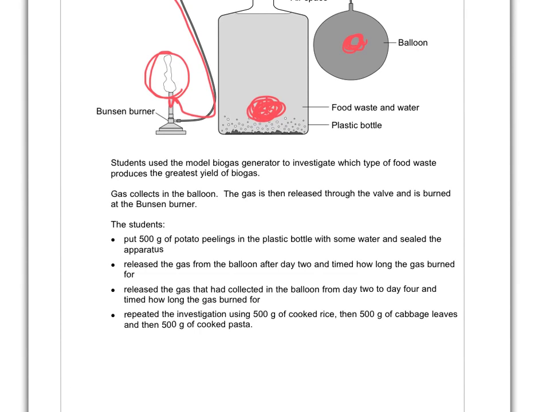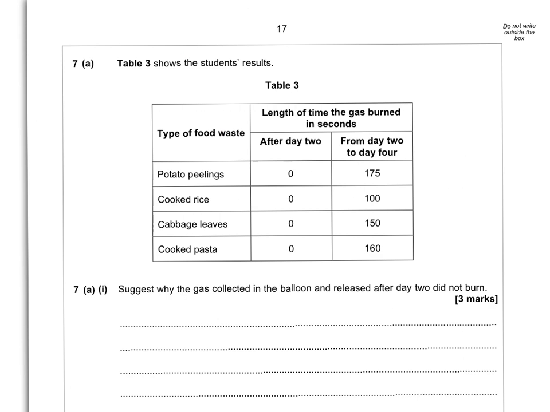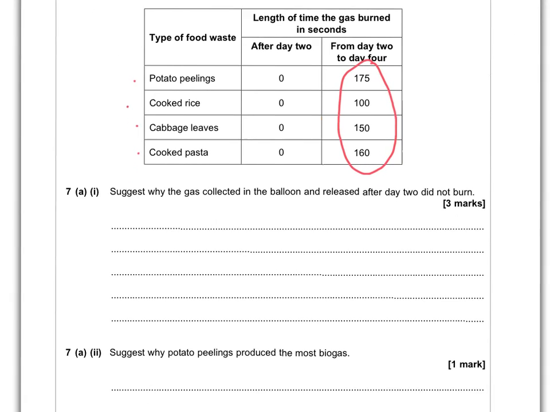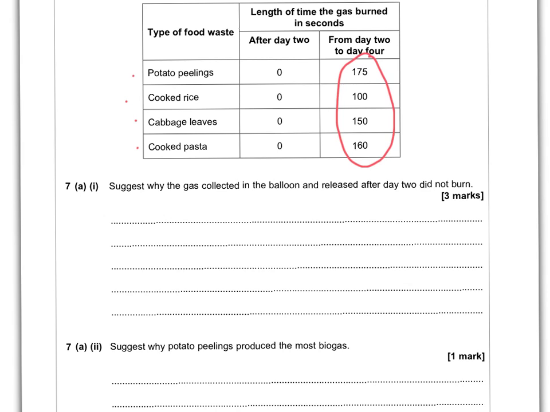Okay, what are they going to ask you about this? Well, here's the table of results. You can see here that you've got the 4 different sorts of foods that we used. You can see that after day 2, no gas was produced, and then varying volumes of gas produced from day 2 to day 4. So question 7a suggests why the gas collected in the balloon and released after day 2 did not burn for 3 marks. That's a lot of marks, isn't it? So why didn't it burn, I wonder?